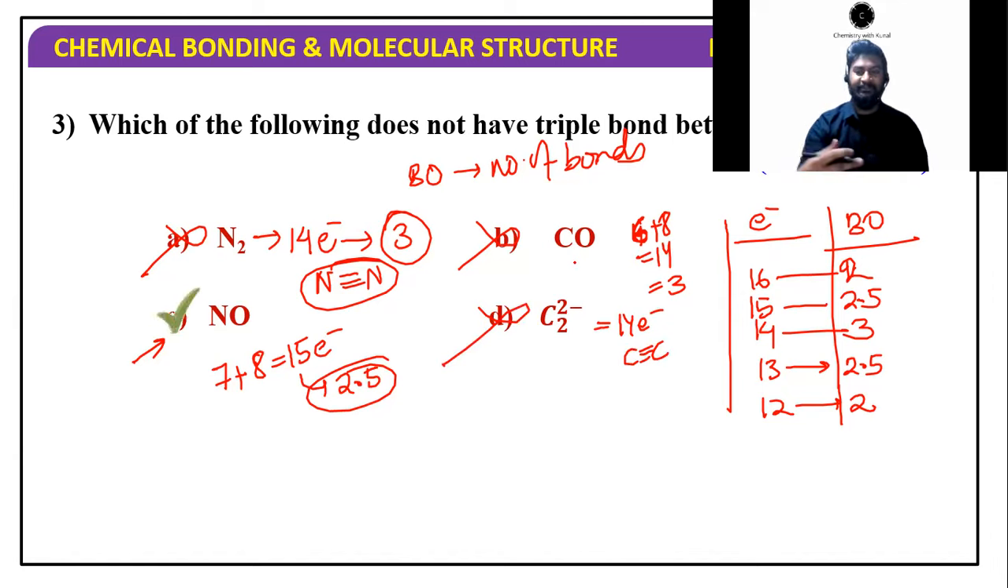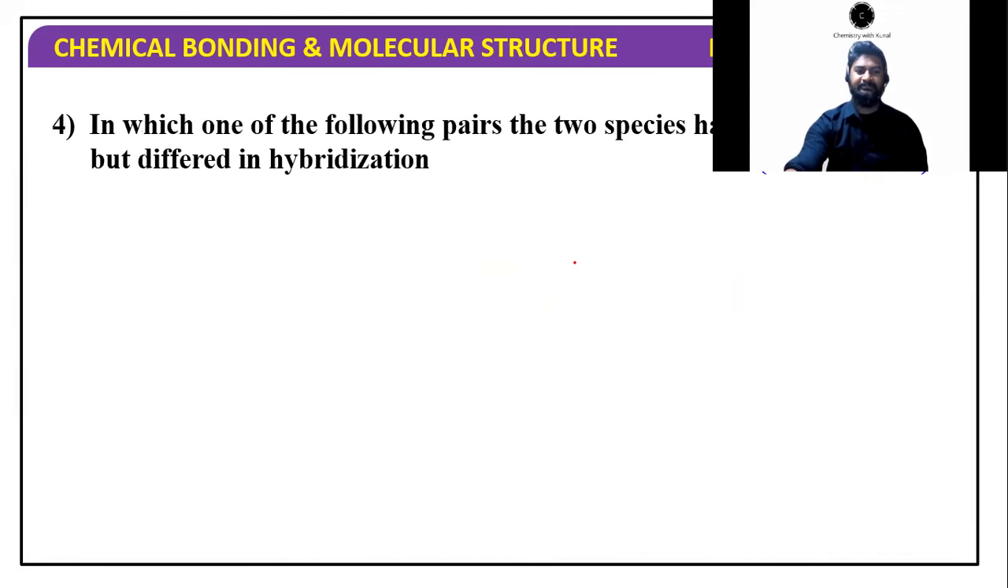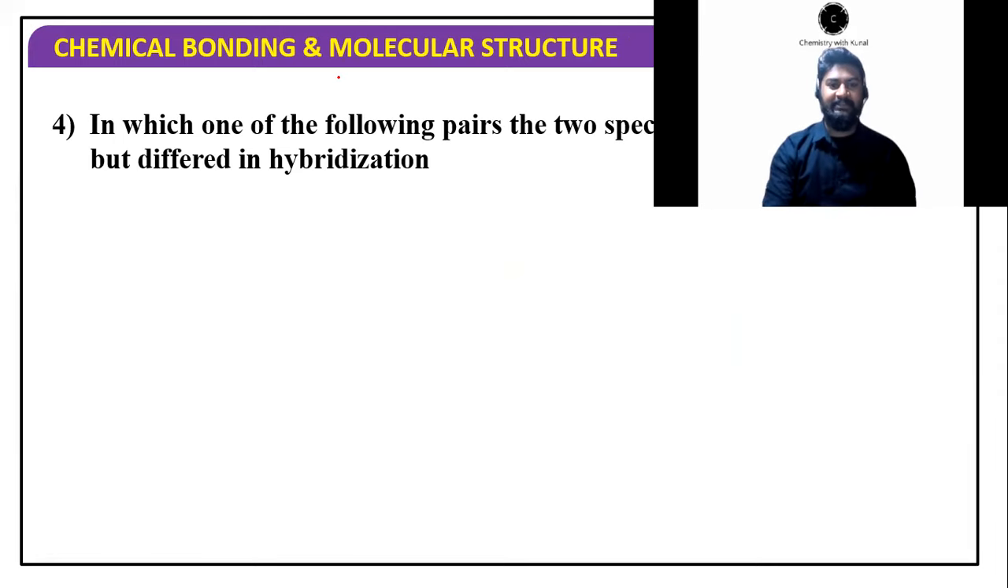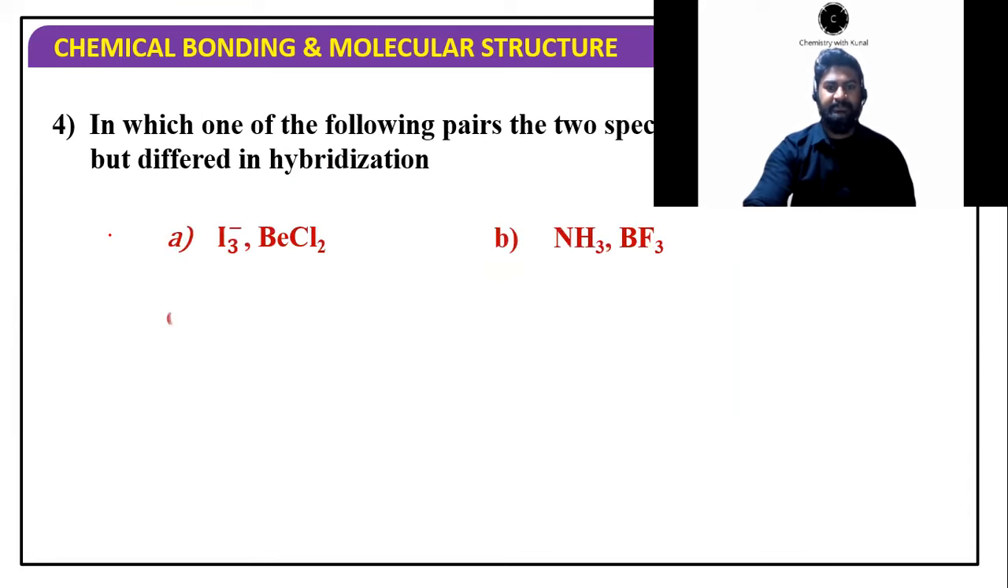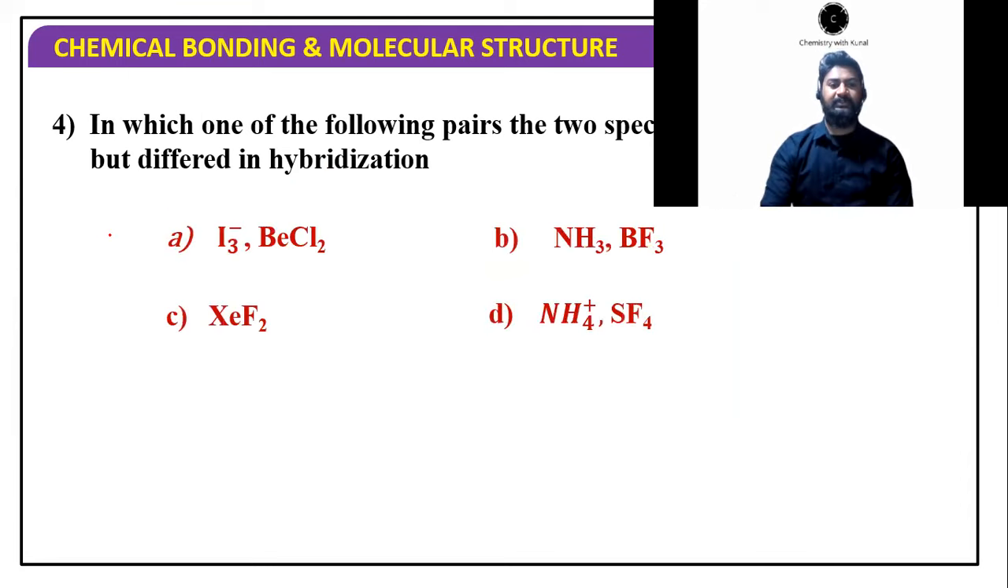I hope you're getting how to do this question. And see, we're just taking 10 seconds, 15 seconds. Next question they're asking is, which of the following have identical shape but different hybridization? Let's look at the options. So these are the options we have.